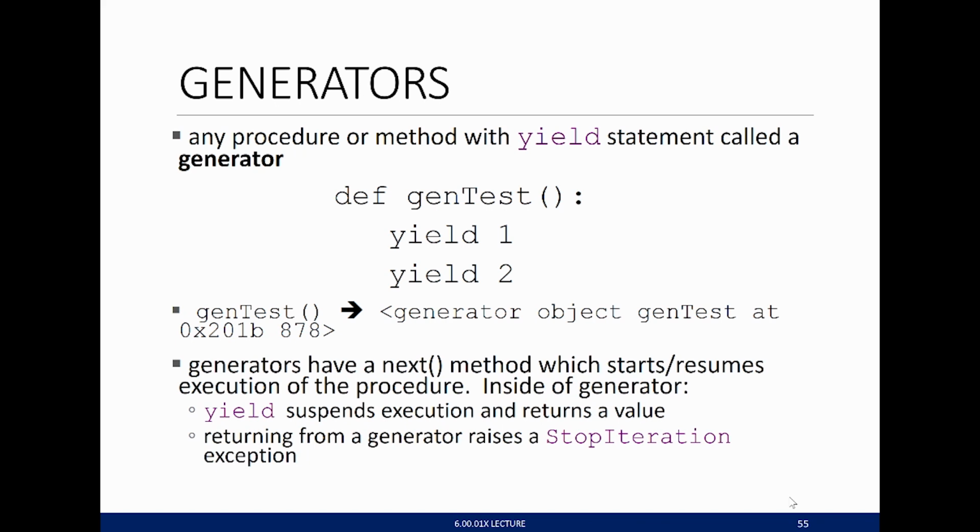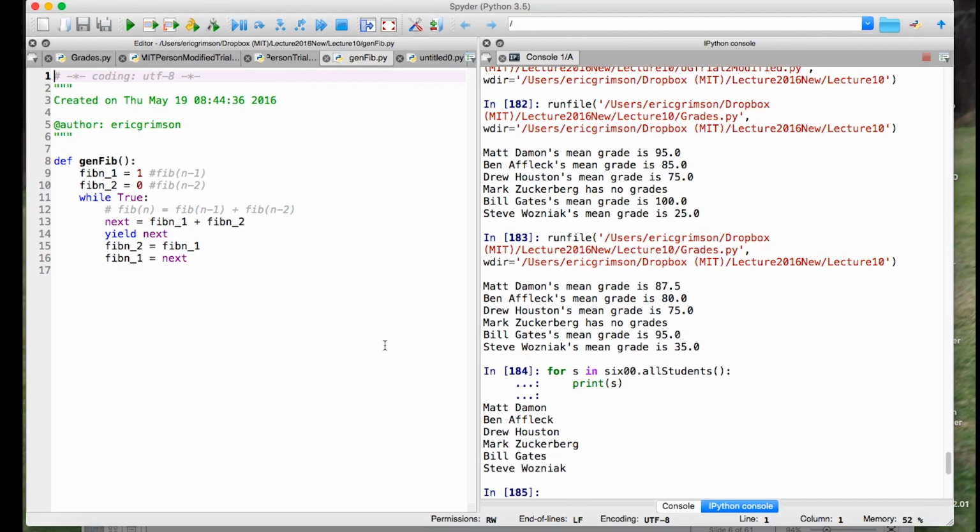And once I've done that, the behavior I'm going to get is the following. Generators have associated with them a next method. It's built into the Python implementation of that. And that next method starts or resumes the execution of a procedure. So inside of a generator, yield suspends the execution and returns a value. The next time I call for the next method, I will go until I get to the next yield method, in which case it will stop or suspend execution and return a value. And it will keep doing that until we run out of yield methods, in which case it will raise a stop iteration exception.